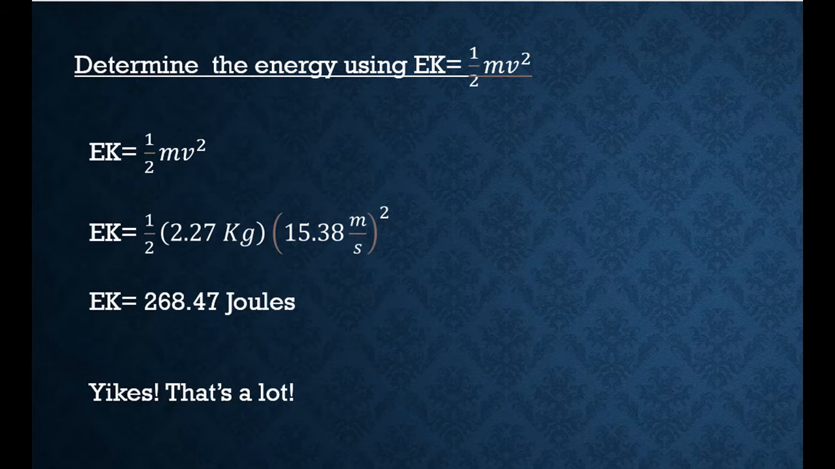However, we need more than just the final velocity. We need to find the energy. Therefore, we will be using the equation Ek equals 1/2 mv squared. So substitute your values in to get Ek equals 1/2 times 2.27 kilograms times 15.38 meters per second squared. After calculating, you'll get an energy of 268.47 joules.